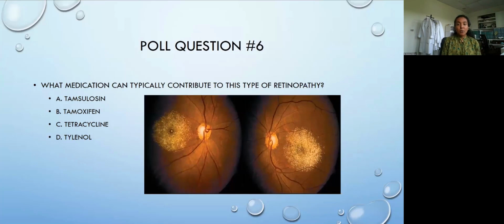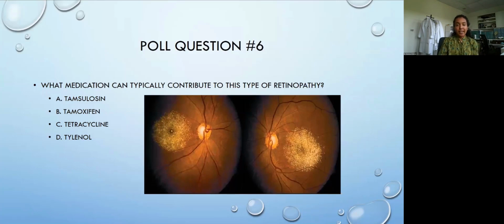So this brings us to poll question 6. What medication can typically contribute to this type of retinopathy? Is it tamsulosin or Flomax, tamoxifen, tetracycline, or Tylenol?